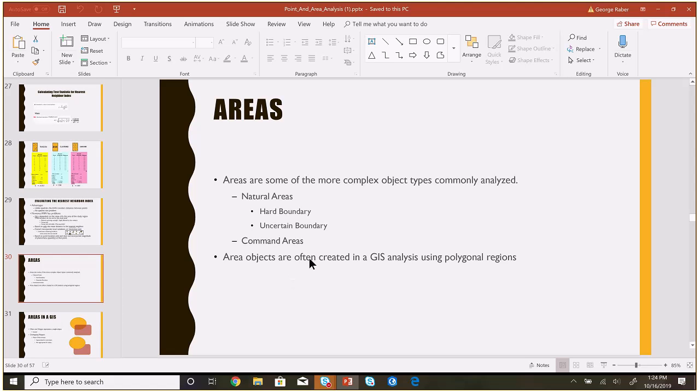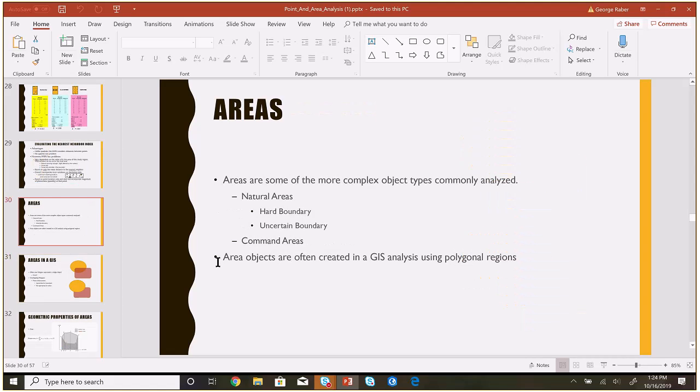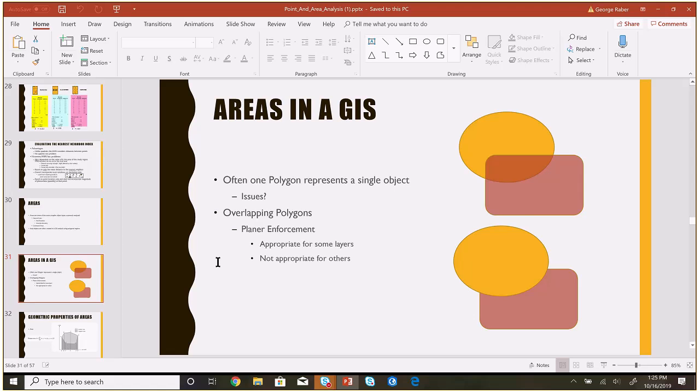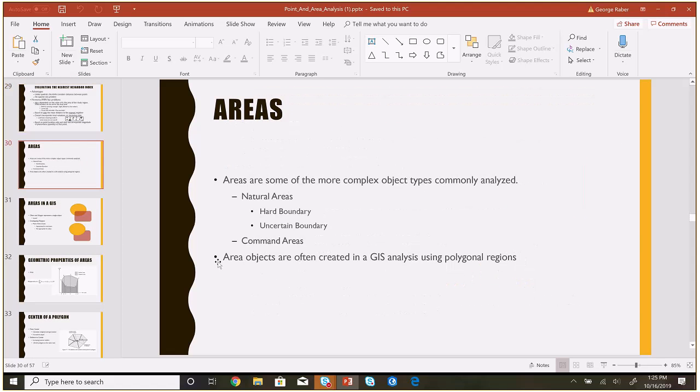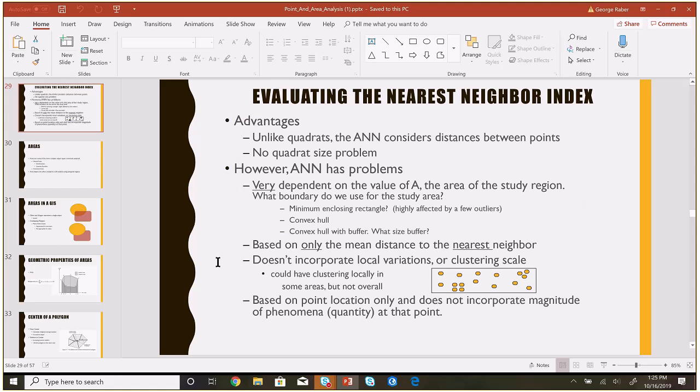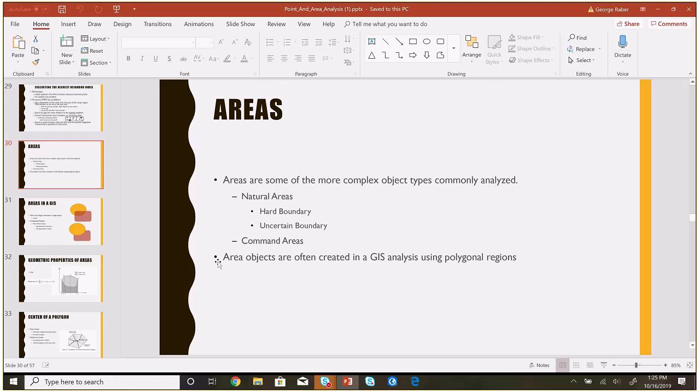All right. So now let's look at areas. I keep forgetting we've only been here for an hour and a half, so this is fine.